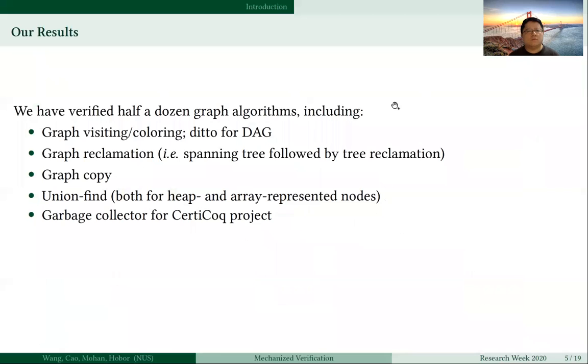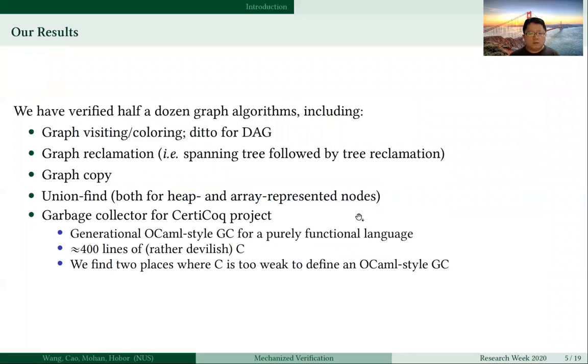This is our result. We verified 6 graph algorithms, including graph visiting, graph reachability, graph copy, 2 versions of union-find, and 1 big flagship example, a garbage collector for the CertiCoq project. It is a generational OCaml-style garbage collector for a purely functional language. It contains about 400 lines of C code. During the verification, we find 2 places where C is too weak to define an OCaml-style garbage collector. Here, too weak means the program contains statements which are undefined behavior under standard C semantics.